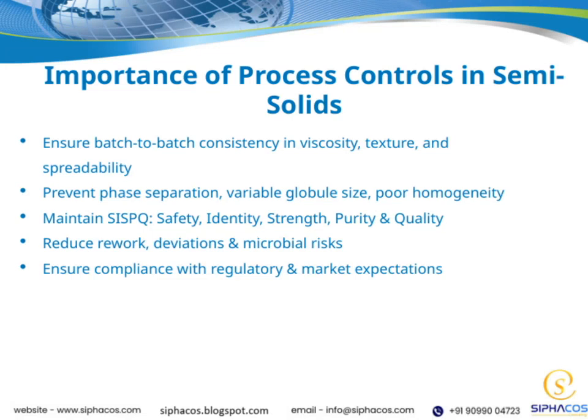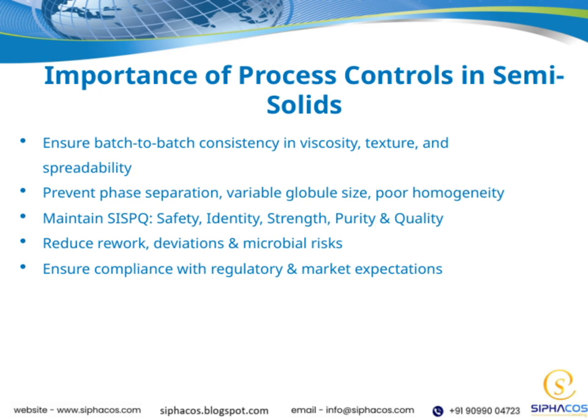Ensuring batch-to-batch consistency is absolutely essential, especially when it comes to viscosity, texture, and spreadability. These factors directly impact the user experience and product efficacy. If these parameters aren't consistent, we risk variability that can affect how the product performs and how consumers perceive it. Preventing issues like phase separation, variable globule size, and poor homogeneity is equally important. These problems can compromise stability and uniformity, making the product less effective and harder to manufacture reliably.